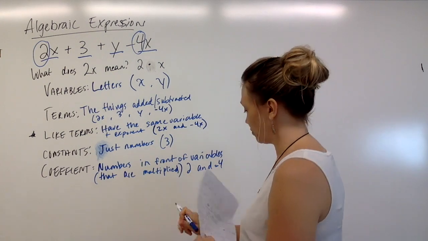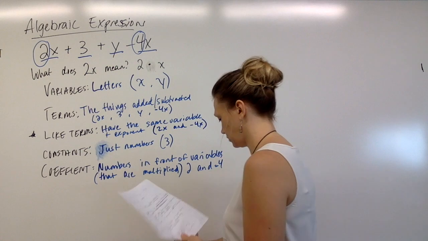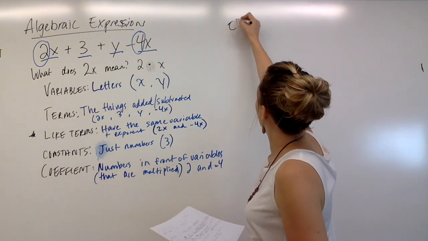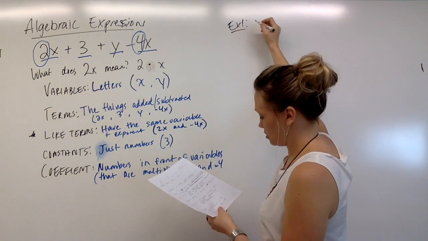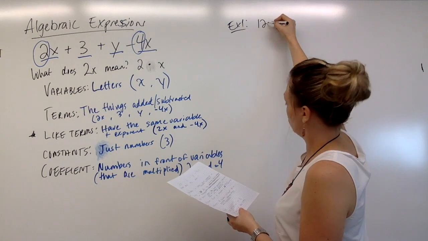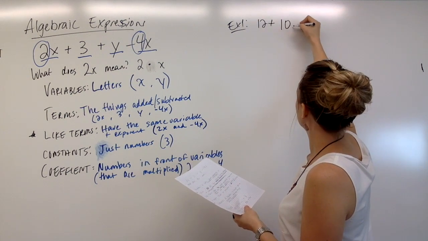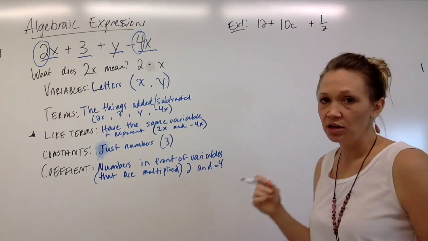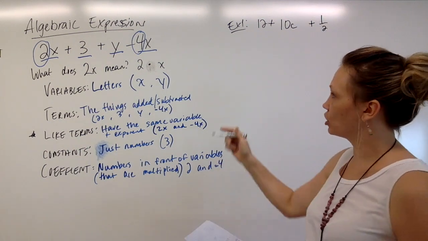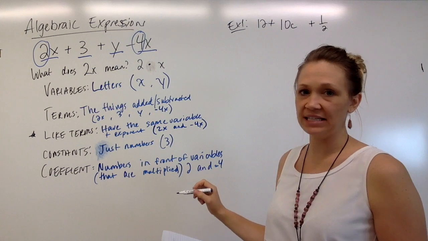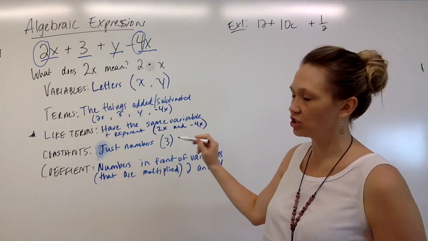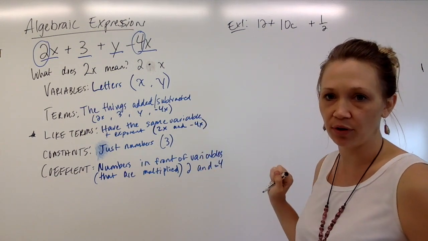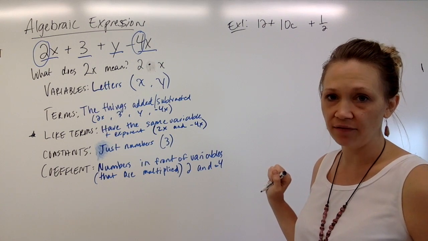So let's try some examples. Okay, let's try another example here. I got 12 plus 10c plus 1/2. Okay, pause the video here and go through this list and identify if there are variables, terms, like terms, constants, and coefficients in my new example. Pause here and do that.